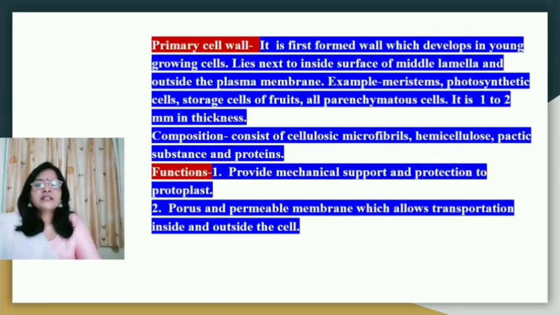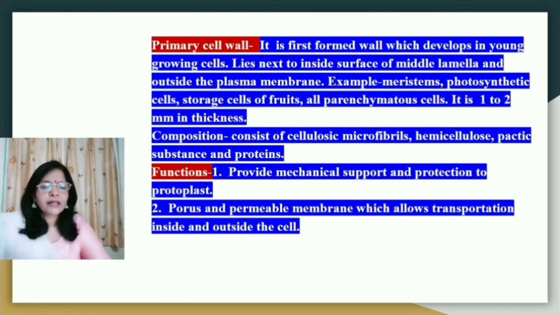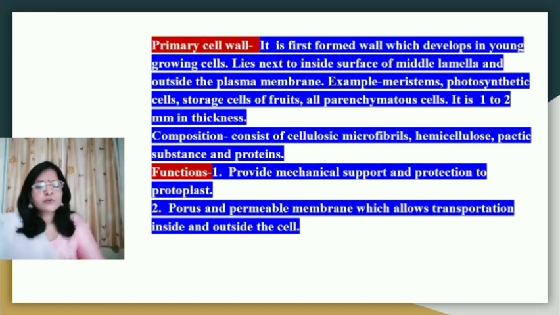Next is the primary cell wall. Primary cell wall is found in young cells, especially meristematic cells, photosynthetic cells, storage cells of fruits, all parenchymatous cells, and all growing cells. It is 1 to 2 millimeter in thickness and consists of cellulosic microfibrils, hemicellulose, pectic substances, and protein. Its main function is to provide mechanical support and protection to the protoplast. And it is porous and permeable, so it allows transportation from inside to outside and outside to inside.